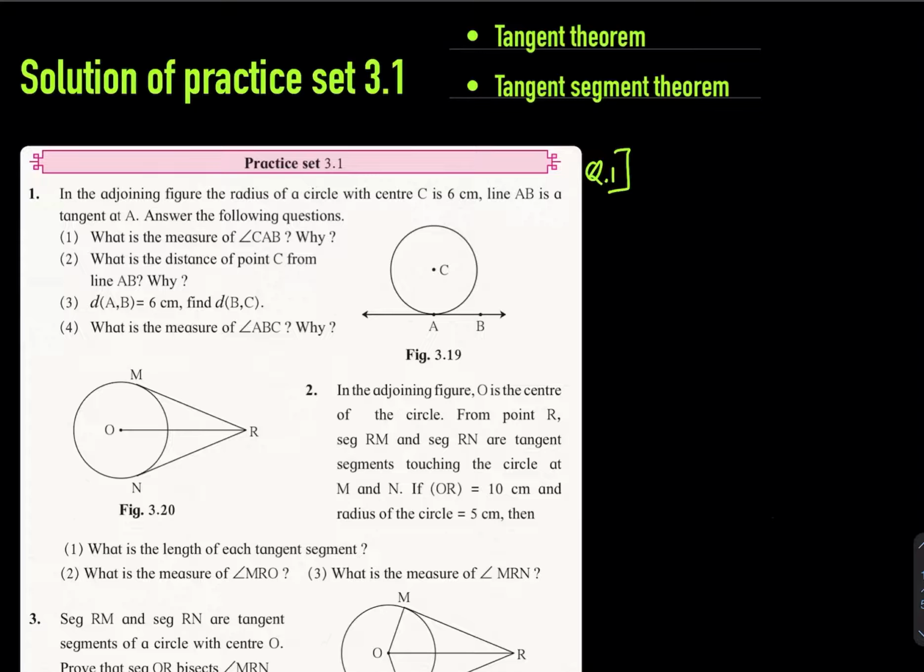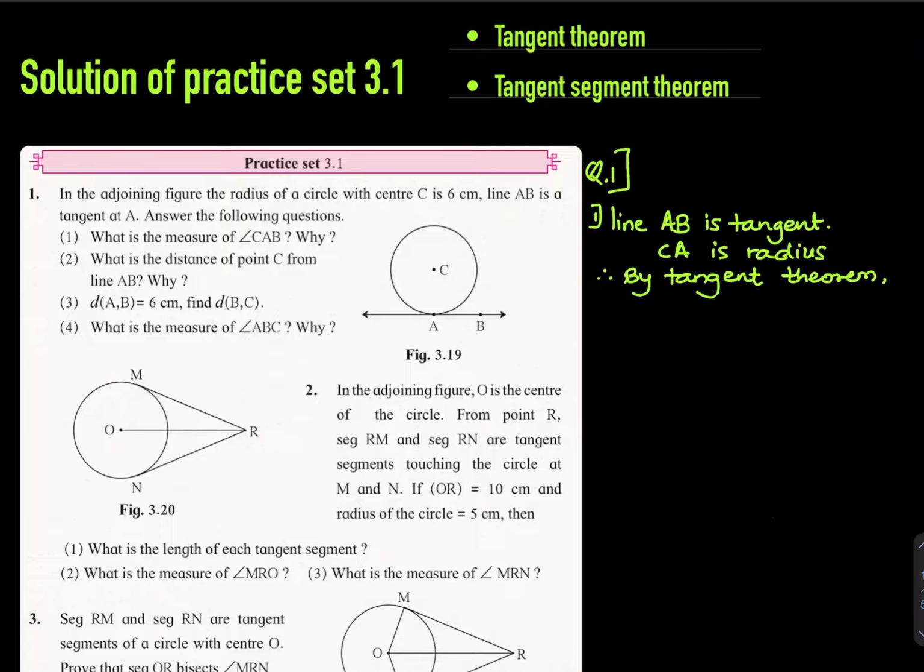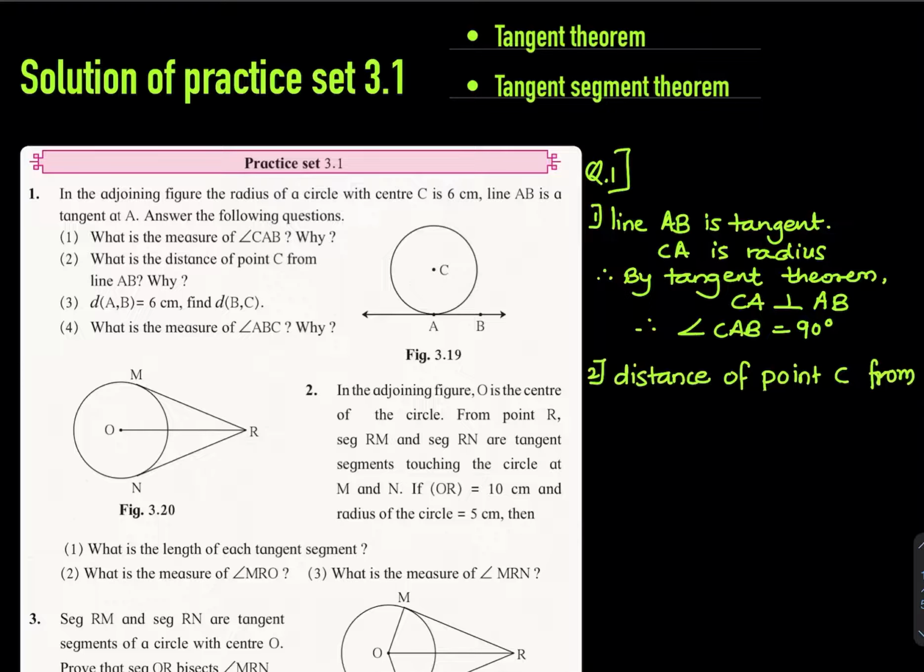So for question 1, as line AB is tangent and CA is radius, then by using the tangent theorem we get CA perpendicular to AB, that is, angle CAB will be 90 degrees.